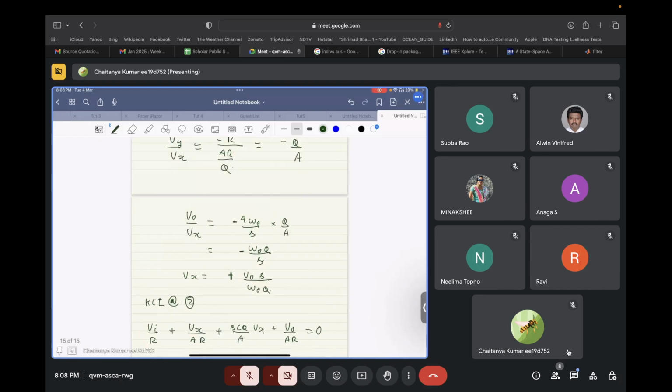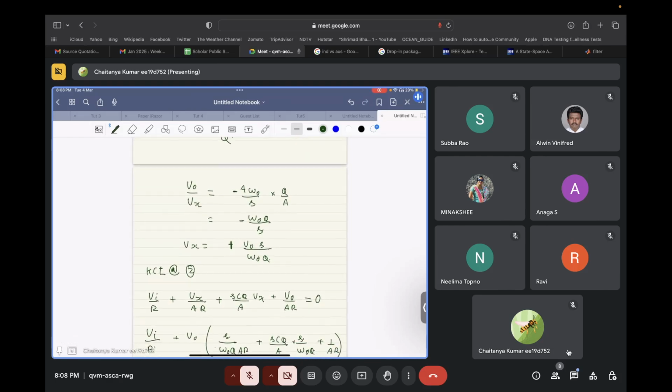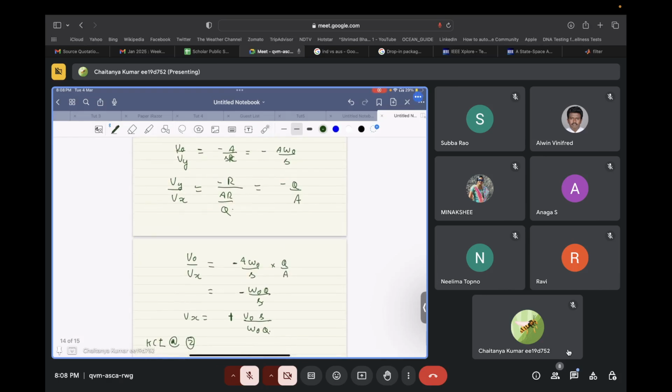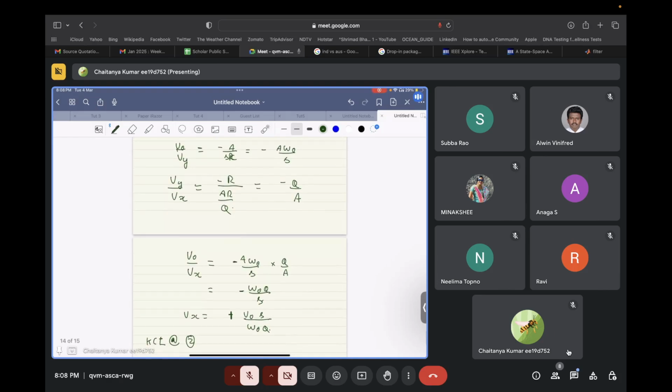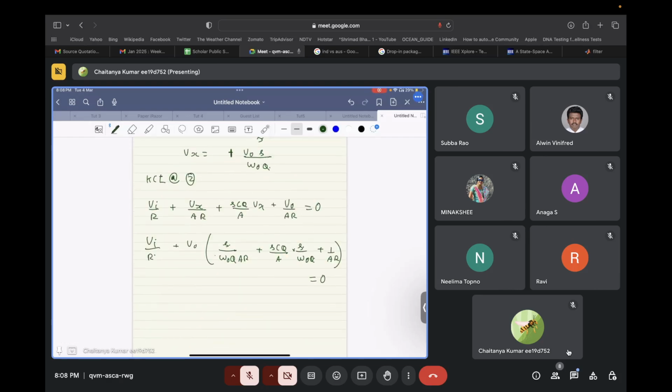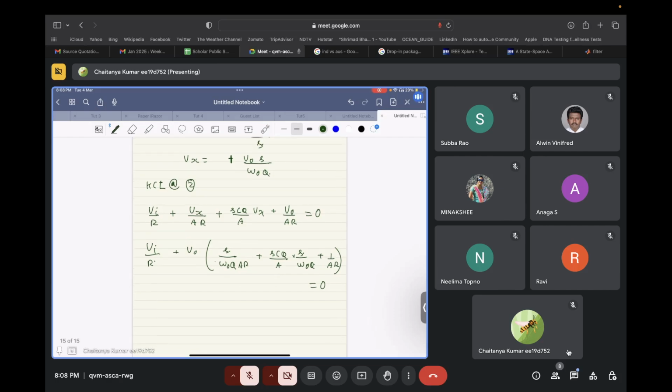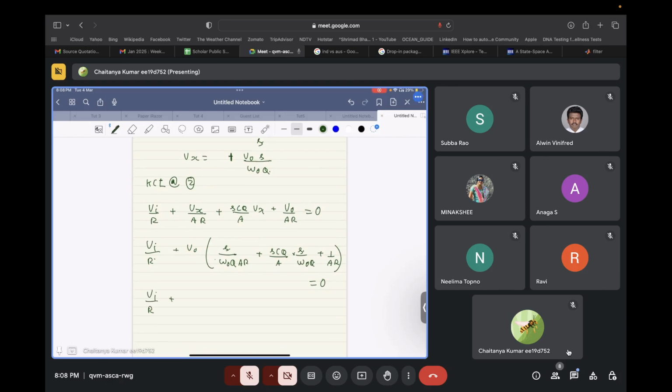Just give me a minute. So we have SCQ by A times Vx, and this is Vx, and this is V naught by AR. And from here, we get RC is 1 by omega naught. Okay, so again, we will take out 1 by AR common from this. So what do we get over here? S by omega naught Q plus S square, so this Q and Q will be cancelled, RC by omega naught plus 1. This is equal to 0.